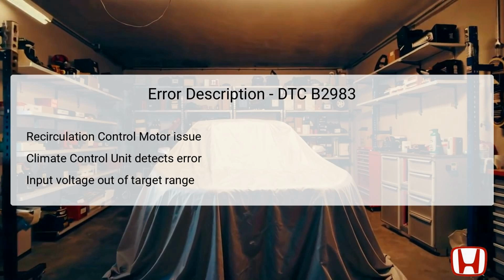The climate control unit, which oversees the operation of the HVAC system, monitors the input voltage from this motor. If the voltage does not meet designated specifications, the climate control unit identifies this as an abnormal condition, hence triggering the storage of DTC B2983. This can lead to improper climate adjustments in the vehicle and may affect air quality and temperature regulation. Therefore, troubleshooting this error is key to ensuring optimal performance of the vehicle's HVAC system.